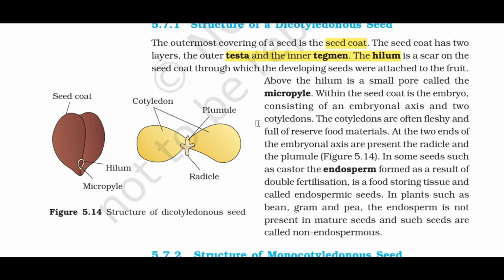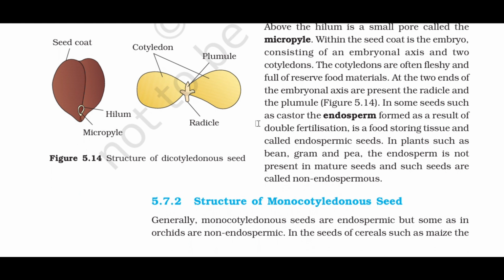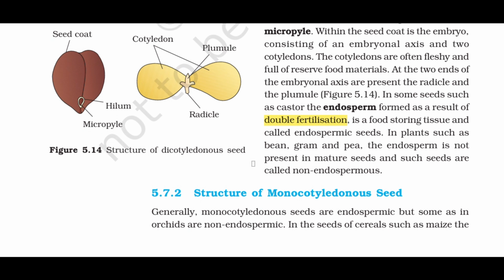Within the seed coat is the embryo, consisting of an embryonal axis and two cotyledons. The cotyledons are often fleshy and full of reserve food materials. At the two ends of the embryonal axis are present the radicle and the plumule, figure 5.14. In some seeds such as castor, the endosperm formed as a result of double fertilization is a food-storing tissue and such seeds are called endospermic seeds. In plants such as bean, gram and pea, the endosperm is not present in mature seeds and such seeds are called non-endospermous.